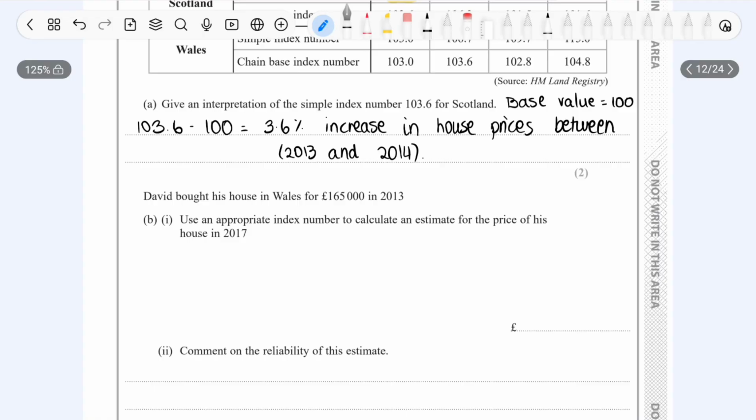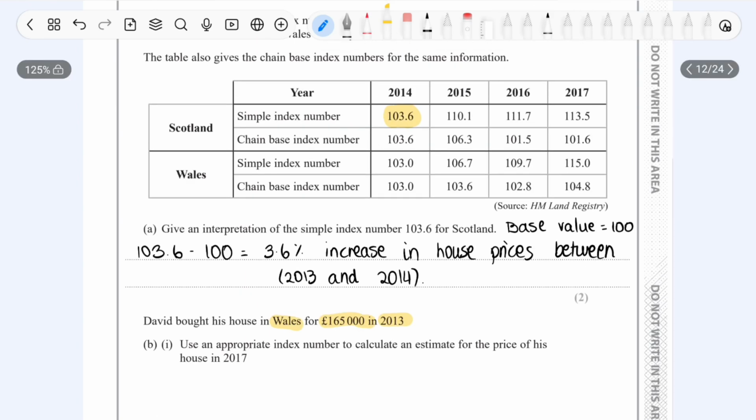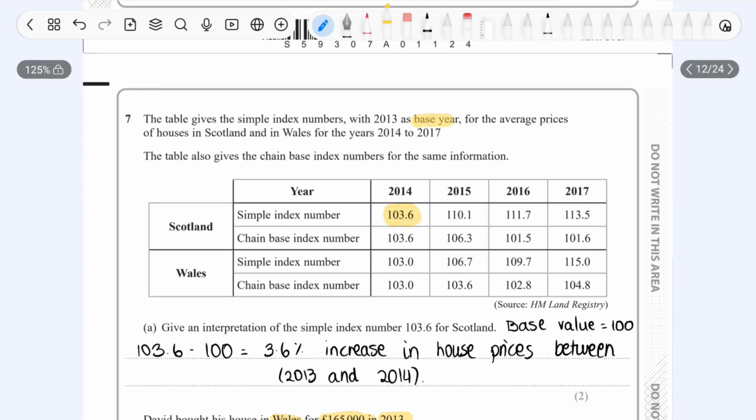David bought his house in Wales for £165,000 in 2013. Using an appropriate index number, calculate an estimate for the price of his house in 2017. Let's highlight the key information. Here, Wales, the actual price, and we know that it's in 2013. 2013 is important here because that is the base year.